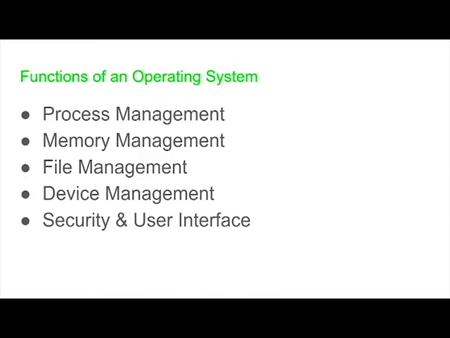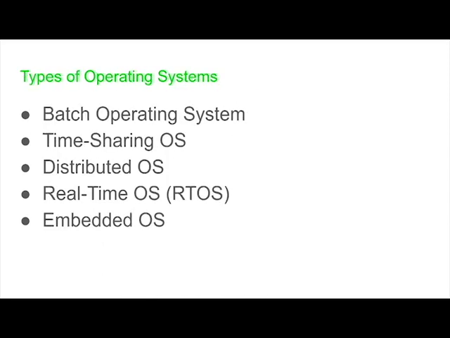So there are some functions of operating systems. Let's break down the key roles of the OS. There are majorly five functions: process management, memory management, file management, device management, and security and user interfaces. We will see each function one by one in depth.